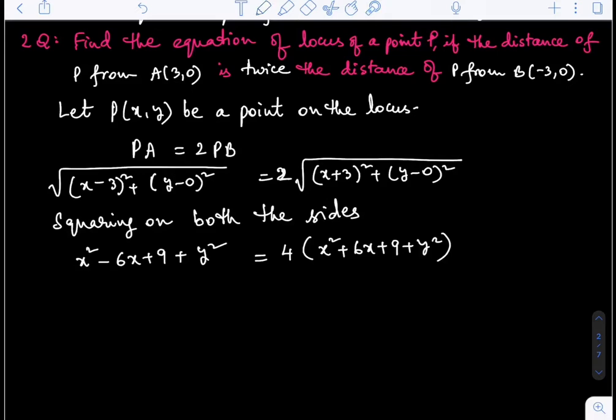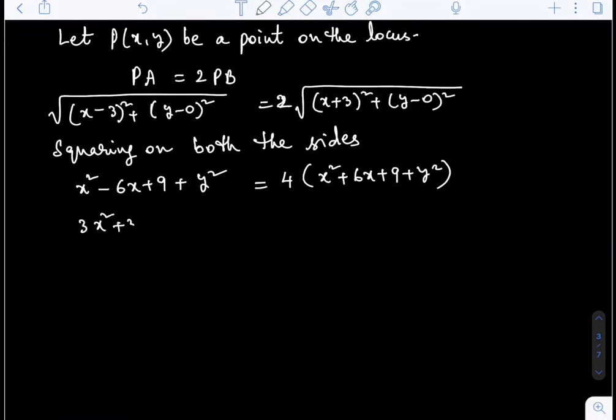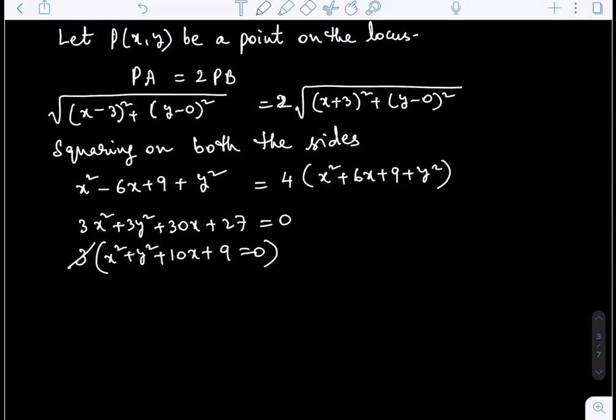Okay, and the coming step is 3x square plus 3y square plus 30x plus 27 is equal to 0, in which 3 is taken common now, that is x square plus y square plus 10x plus 9 is equal to 0, and here 3 will be cancelled. And don't forget to put the equation number to every equation wherever necessary. So I am putting equation 1 here, and let me explain to you how I got all these steps.